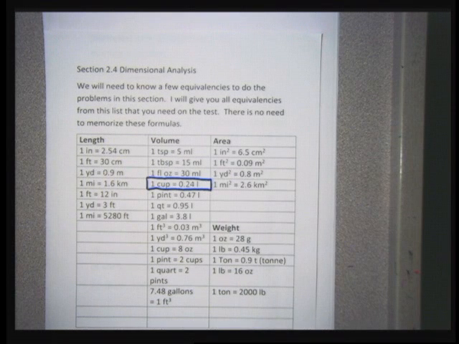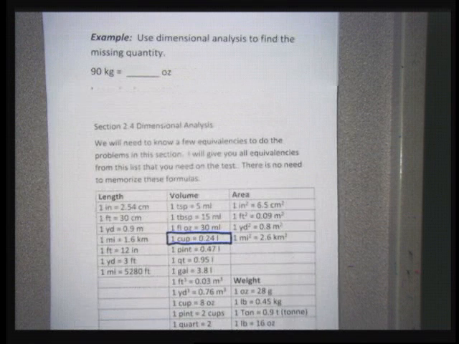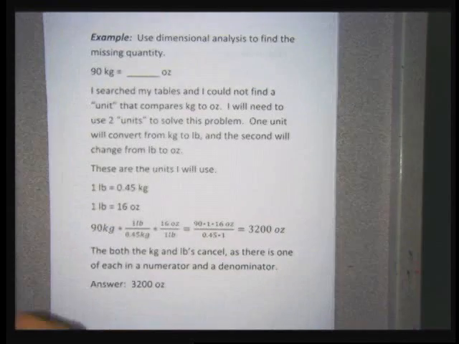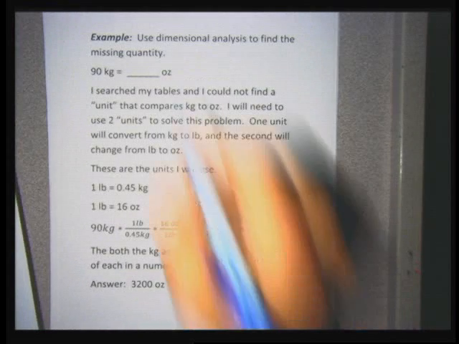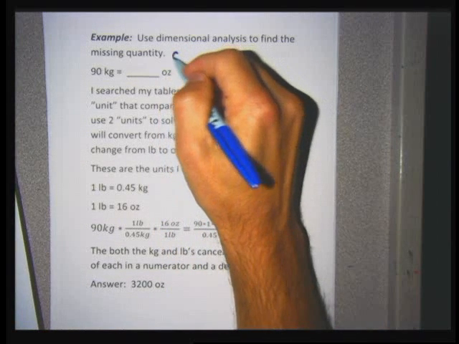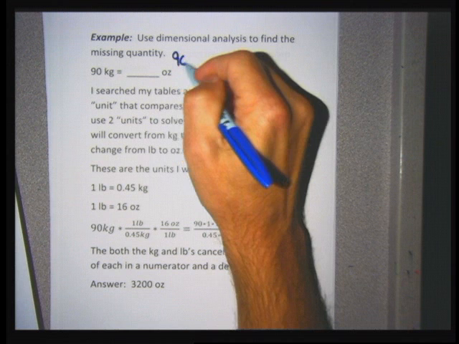I could get my 90 kilograms changed into pounds, and then change from pounds to ounces. And usually we do this in one step using 2 fractions. So I'm going to show you how to do it in one step using 2 fractions. So I'm going to start off with my 90 kilograms. I always write what I start with, and then I put a times sign.